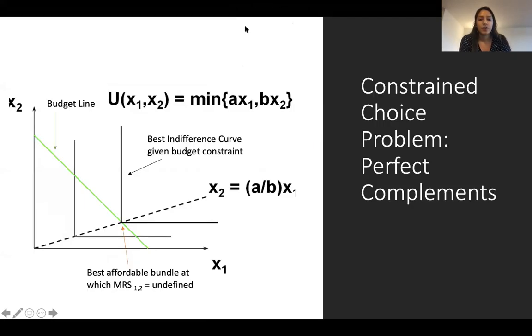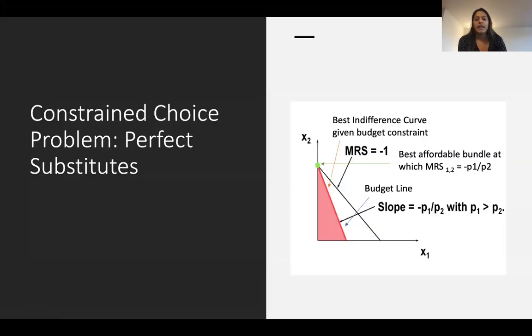This is it for perfect complements. Like we've seen before, it's L-shaped. I've annotated the best affordable bundle, the budget line, and the indifference curves, if you want to go through it later. And this is it for perfect substitutes. We saw that it was just a straight, downward sloping line.